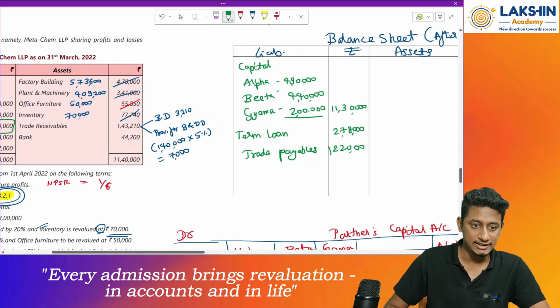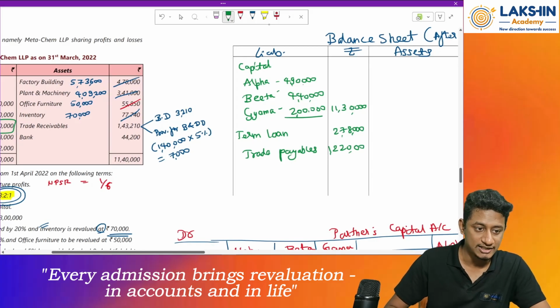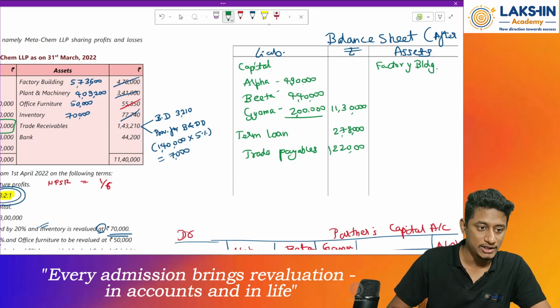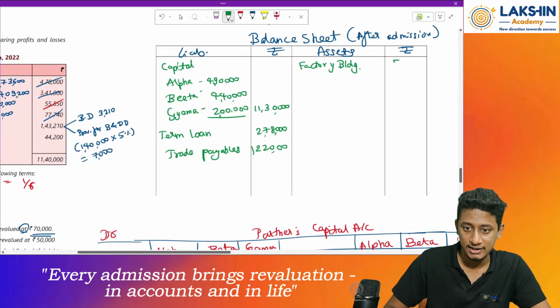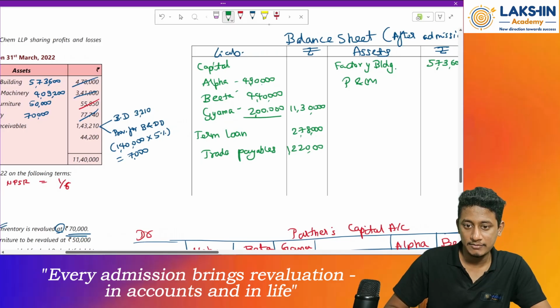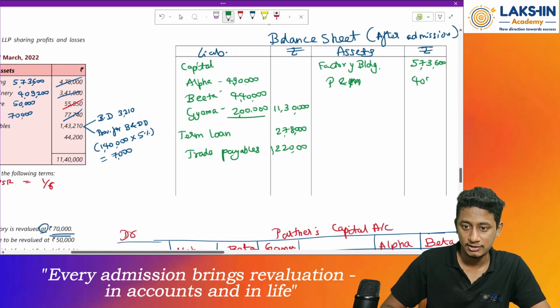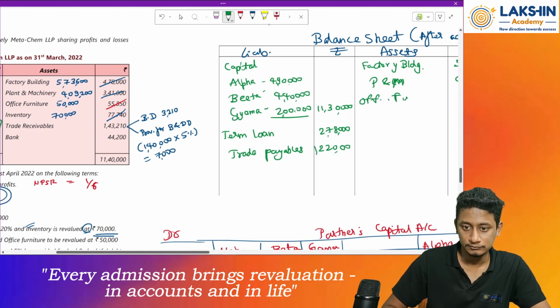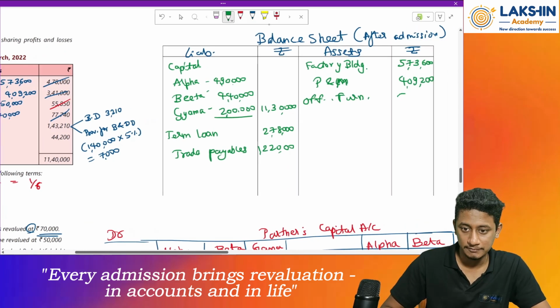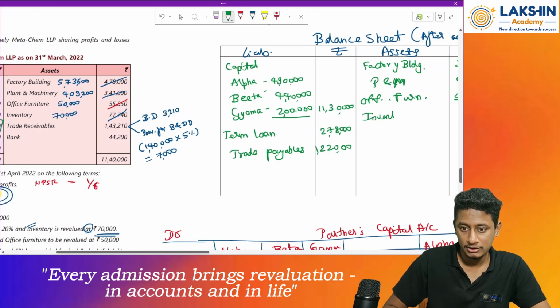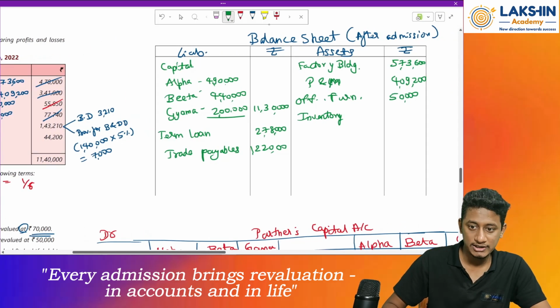Then coming to my assets, okay. I have mentioned the new values over there itself, right? So factory building rupees 5,73,600. The next, plant and machinery 4,09,200. Then office furniture rupees 50,000. Then inventory rupees 70,000.